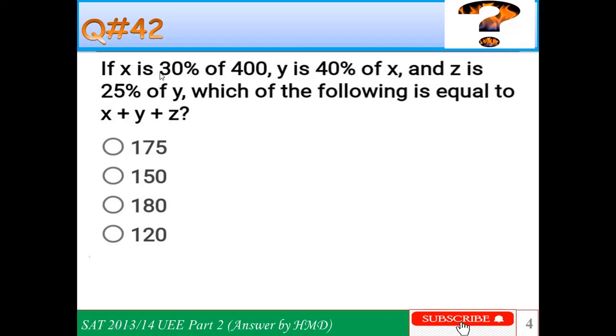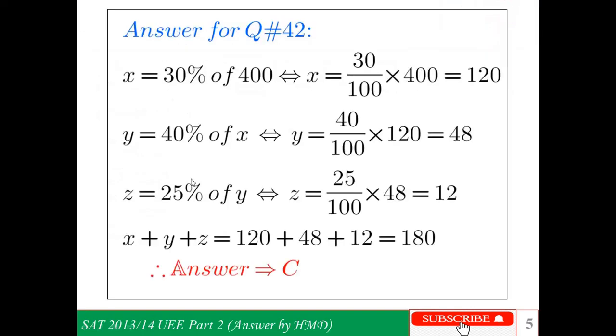Here is question number 42. It says that if x is 30% of 400, y is 40% of x, and z is 25% of y, which one of the following is equal to x plus y plus z? A 175, B 150, C 180, D 120. Students, please try by yourself first. Have you got the answer from the choices? Here is the answer for question number 42.